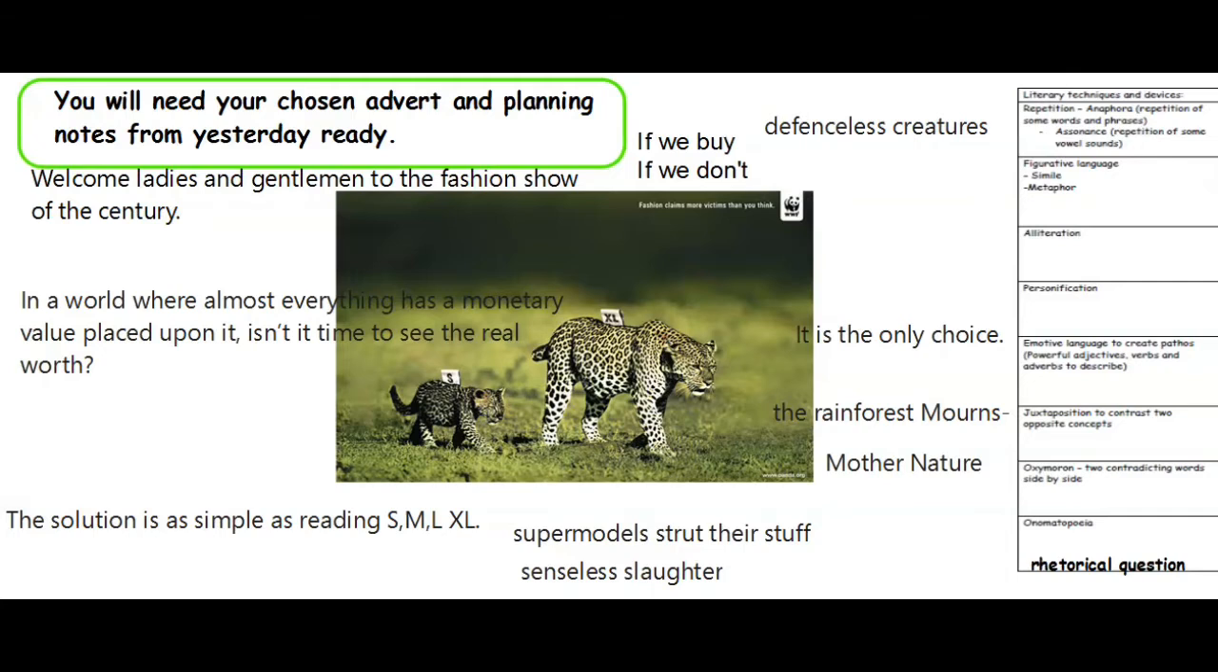So, to get us started, get your picture and your planning notes ready in front of you, as you may well want to add ideas to it as we have a look through the model together. Before I show you how I've written mine, I want to remind you of the advert Extinction Can't Be Fixed from yesterday, as there are lots of techniques used that we might want to magpie and we're aiming for a similar feel today. So make sure you've got your planning sheet now and we'll take a look.